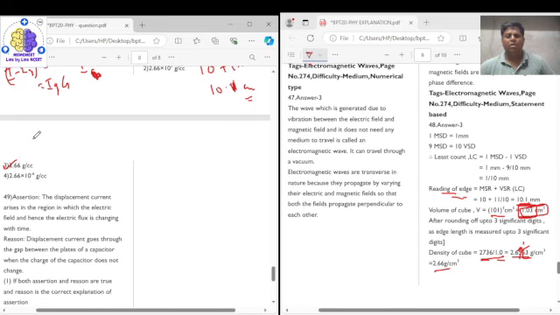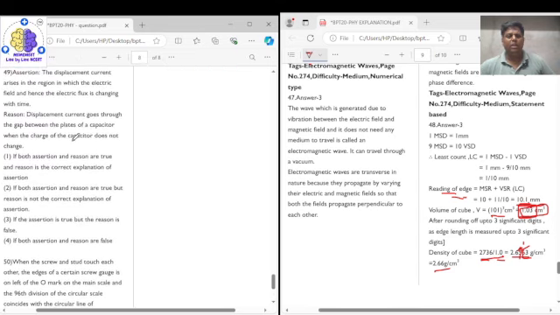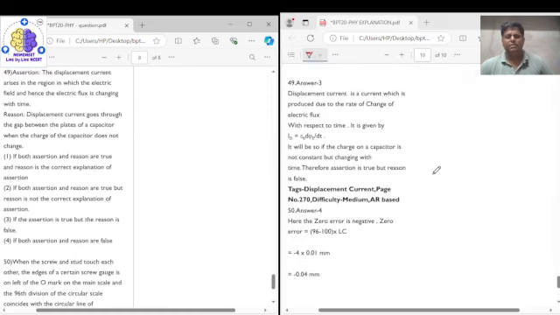Now coming to question number 49. Question number 49 says that the displacement current arises in the region in which the electric field, and hence the electric flux, is changing with time. Yes, this is correct. The displacement current goes through a gap between the plates of the capacitor when the charge of the capacitor does not change. No, this is wrong. So if both assertion and reason are true, no. If both assertion and reason are true but the reason is not the explanation, no. If assertion is true but reason is false, yes. So the correct answer is option 3 for question number 49.